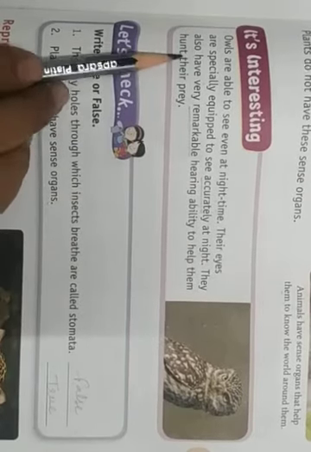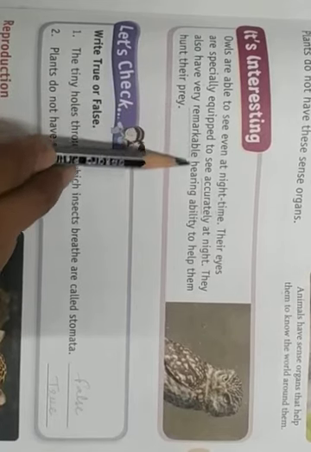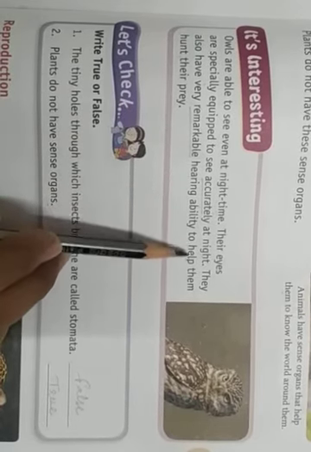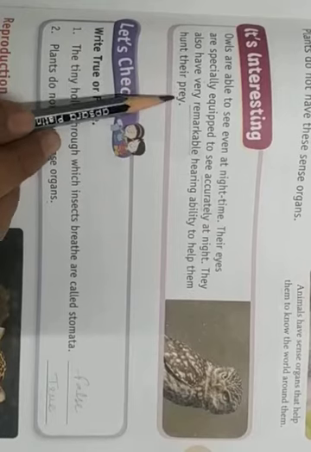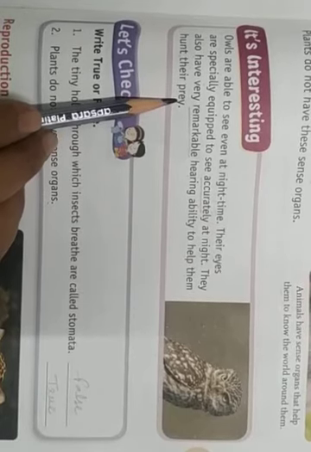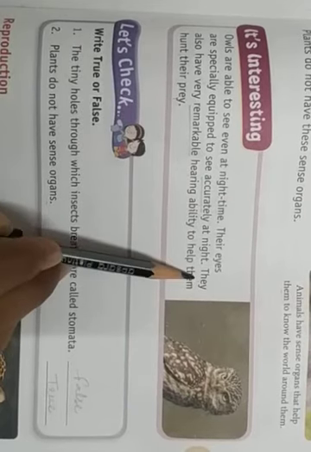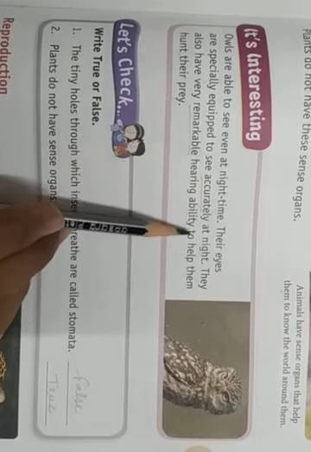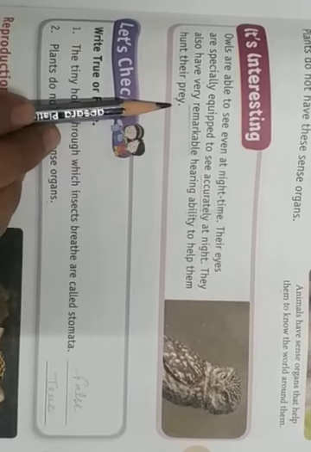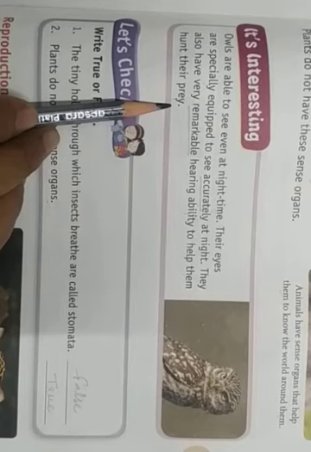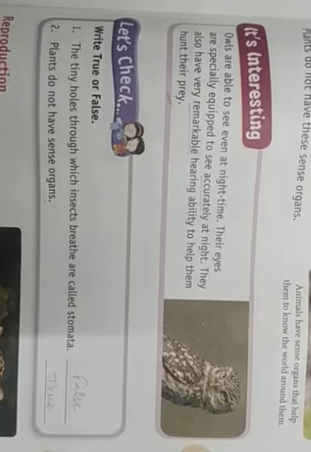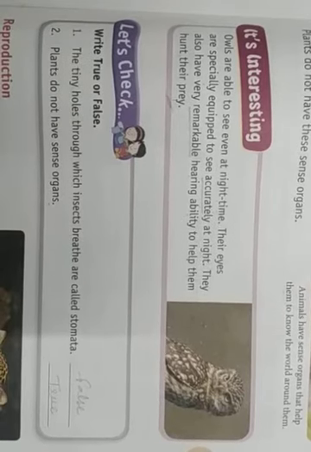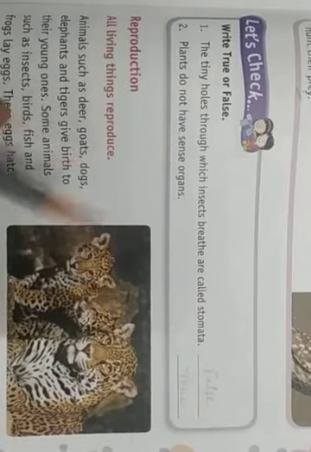They also have a very remarkable hearing ability to help them hunt their prey. Prey means the targets for food. Clear? Here, prey means the food.